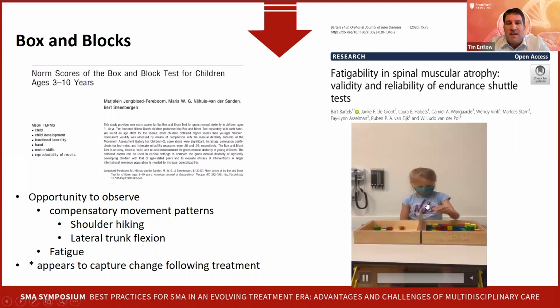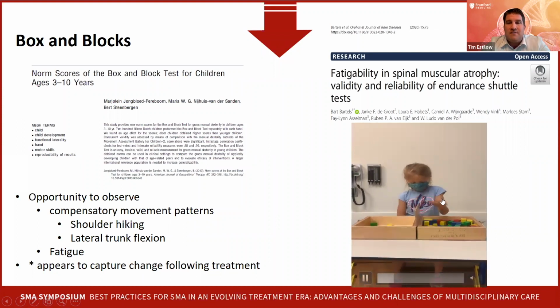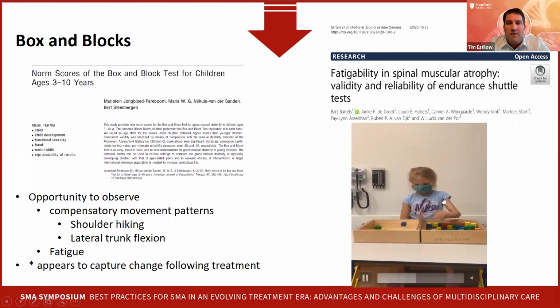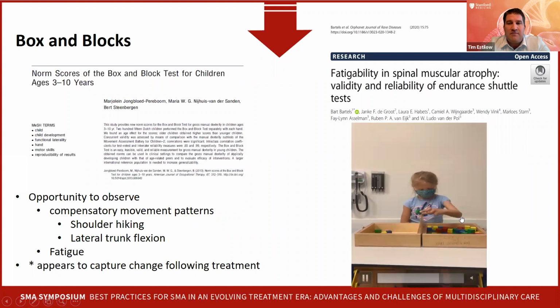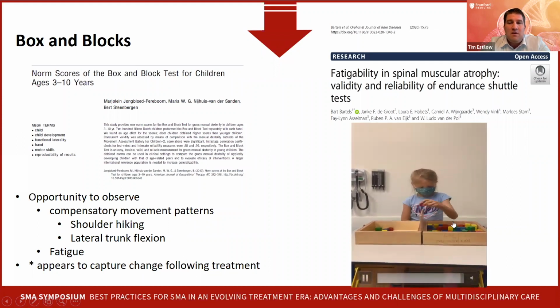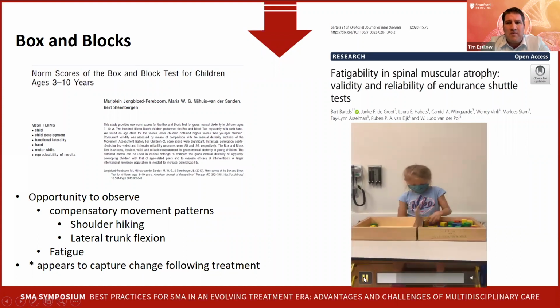Her trunk is very stable, right? Straight up and down. There's no lateral deviation. There's no movement. She has the endurance and the strength in her shoulder to keep the arm abducted in place. She doesn't have to rest the forearm on the table. She can quickly grasp and release and move the blocks over rapidly, right?